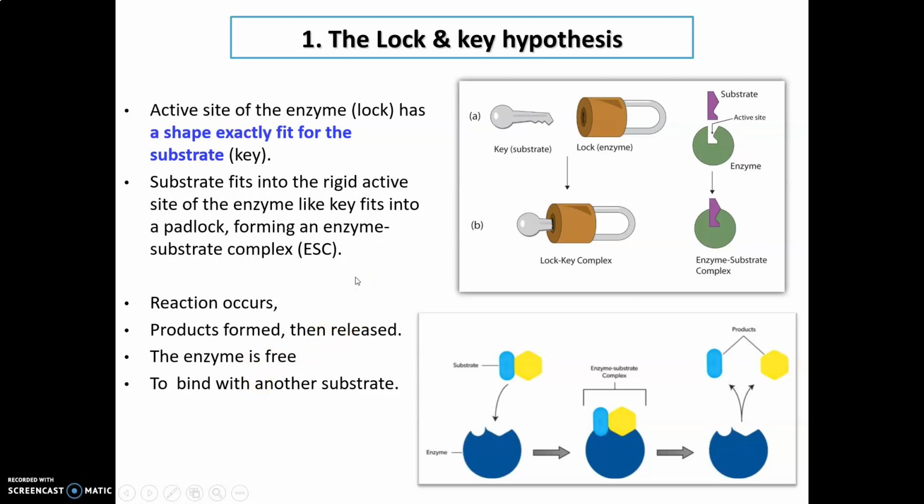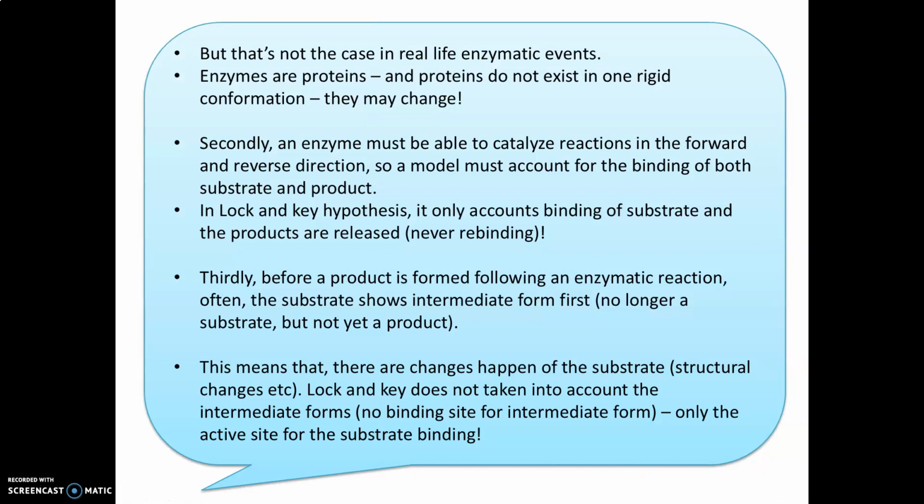However, tetapi problem, sebab you kena faham it's not really happening in a real life enzymatic reaction, because enzyme adalah protein and protein does not exist in one rigid conformation and they may change. Okay, and yang kedua, an enzyme must be able to catalyze reaction in the forward and reverse direction. So a model must account for the binding of both substrate and a product.